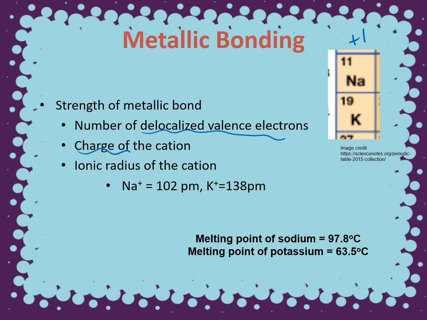The only difference is going to be that ionic radius. Sodium has one energy level fewer than does potassium. Because of that, the radius is smaller, and that smaller radius is going to lead to a higher melting point. The melting point of sodium is 97.8 compared to potassium's 63.5.